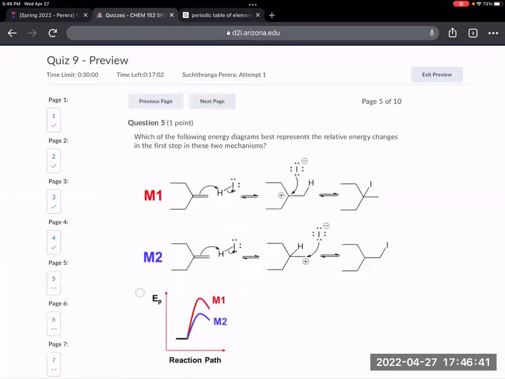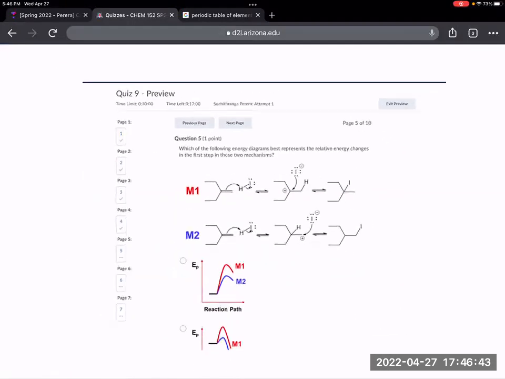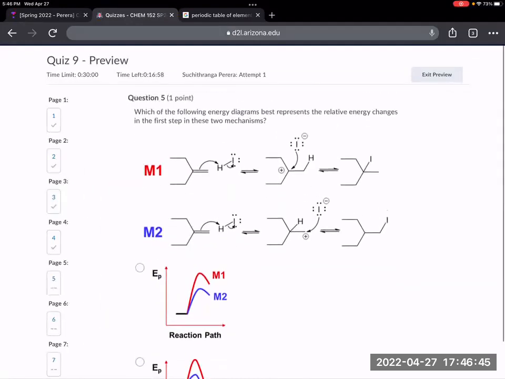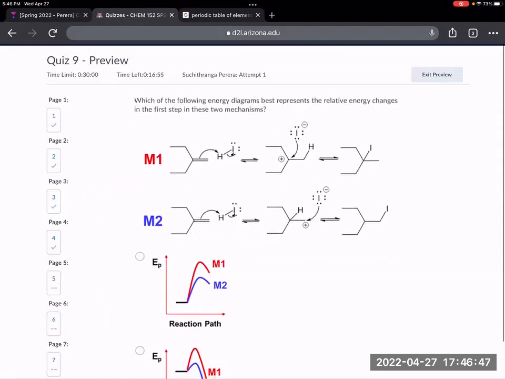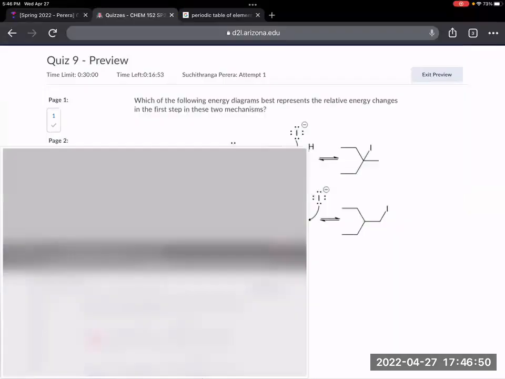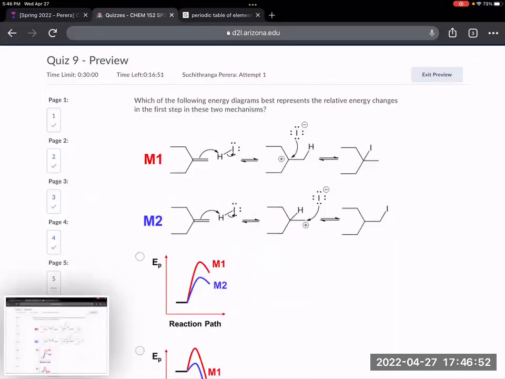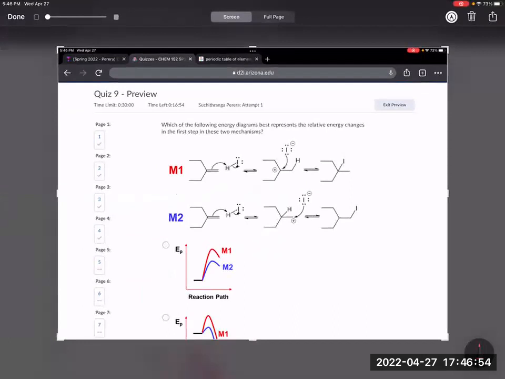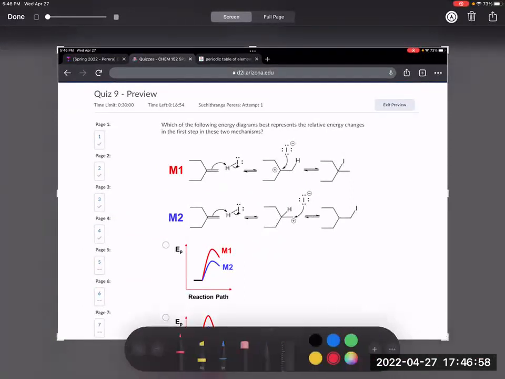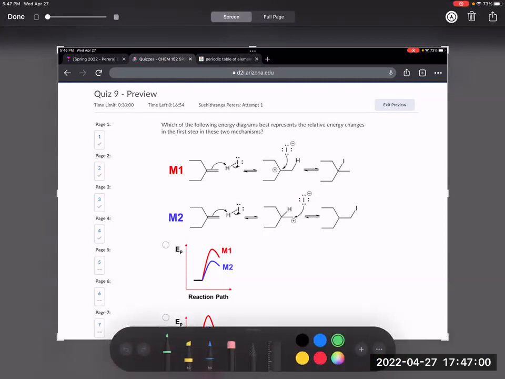Moving on. Question 5. Let me take another picture. Again, we have to pay attention to what the question is asking. We have to read the question carefully. The question is referring to the first step, not the overall step, so we don't have to worry about what is happening from here on out.